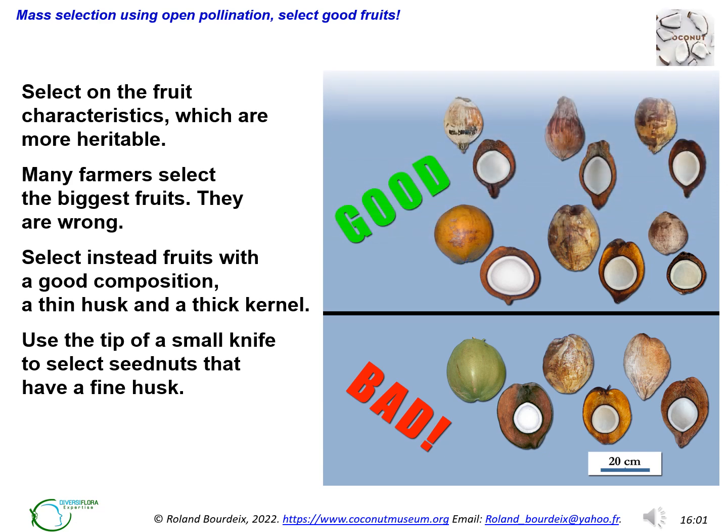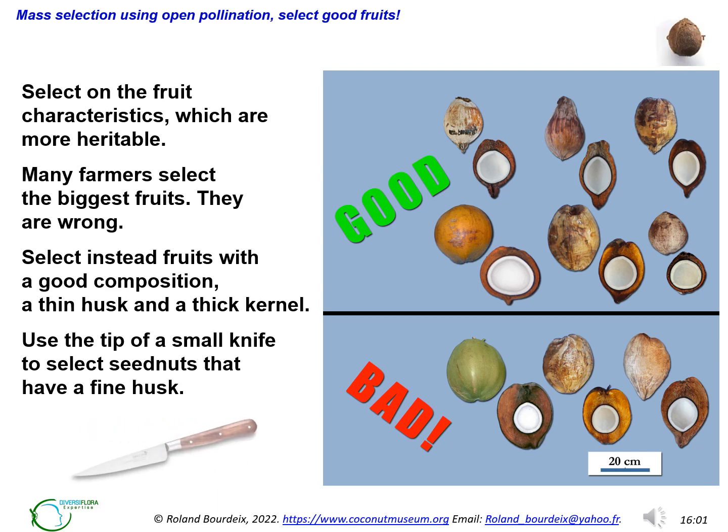It is much better to select instead fruits with a good composition, with a thin husk and a thick kernel. When you select only big fruits, the coconut tree gets tired of producing fruits with a lot of husk, and it produces only a small number of fruits. You should use the tip of a small knife to select seed nuts that have a fine husk.